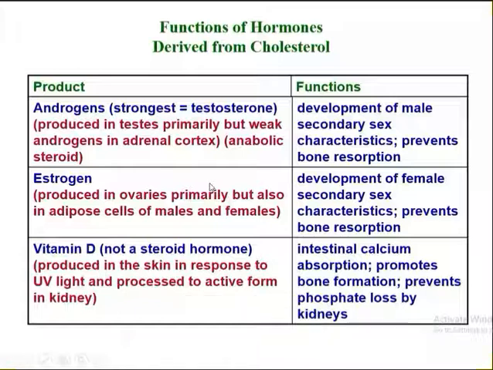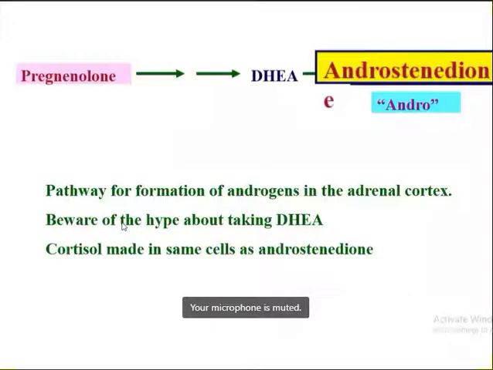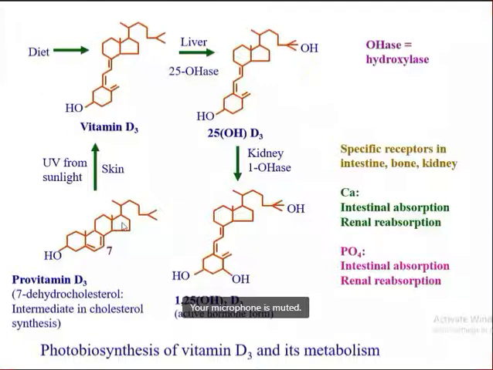Vitamin D, I will not cover here, but it is given, so just leave it. But this is the general pathway for the synthesis of aldosterone and cortisol in the adrenal cortex, that you know, everybody knows about that.